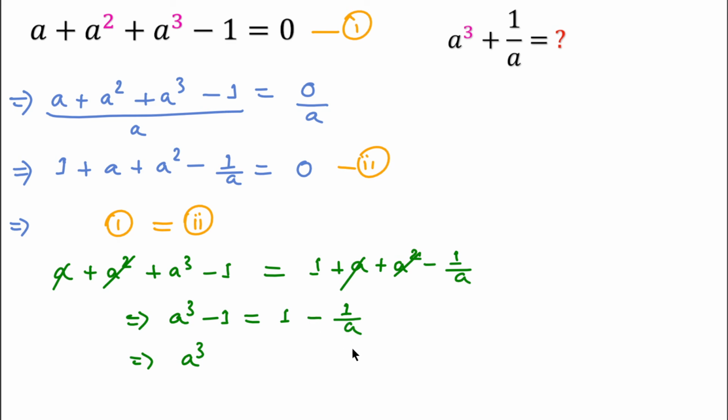This minus 1 over a comes to the left side, then this becomes plus 1 over a, and this minus 1 goes to the right side, this becomes plus 1 and 1, that is 2. So 2 will be the required answer, because we have to find the value of a cube plus 1 over a, and which is the required answer.